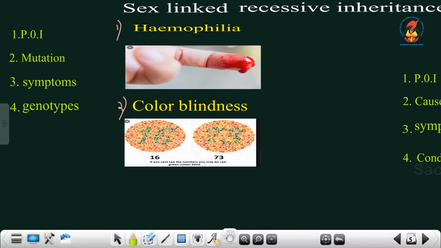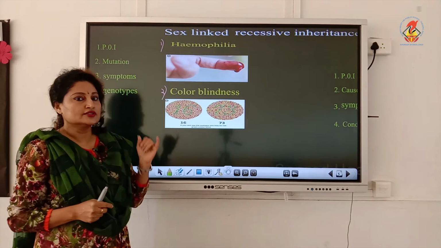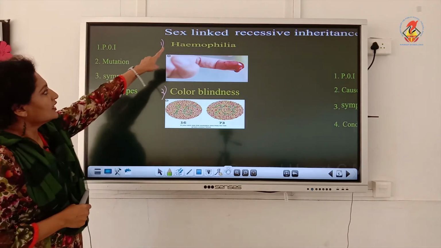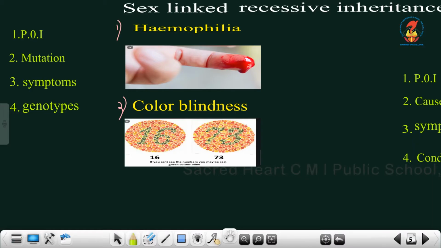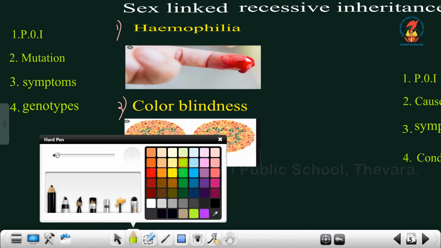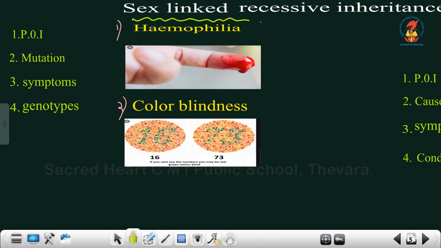We are going to learn 5 Mendelian disorders, and I have clubbed them in 3 categories. The first 2 are hemophilia and color blindness. They are coming under sex-linked recessive inheritance. So, the first 2, hemophilia and color blindness, are coming under sex-linked inheritance.